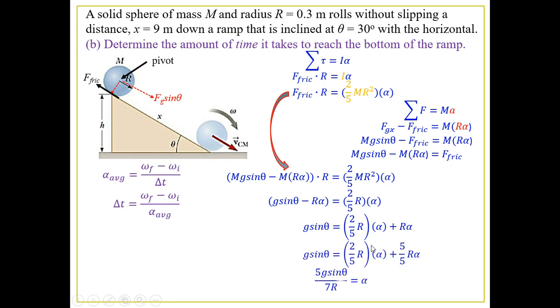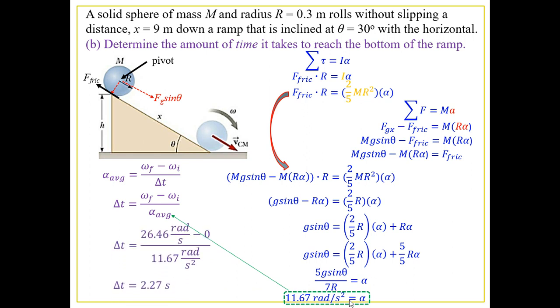All right, so if you combine like terms, 2 plus 5 is 7, and then 5 is the common denominator here. Then multiply both sides by 5, and divide both sides by 7 just to find alpha. The r here gets divided down. If you do all that, we know g is 9.8, theta is 30 degrees, and r is 0.3. If you plug that into your calculator, you should get the same value, and from there, we just plug it back in, and it will produce the same answer of 2.27 seconds.